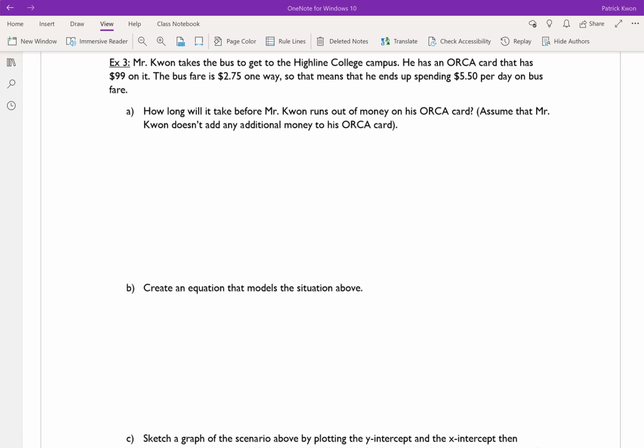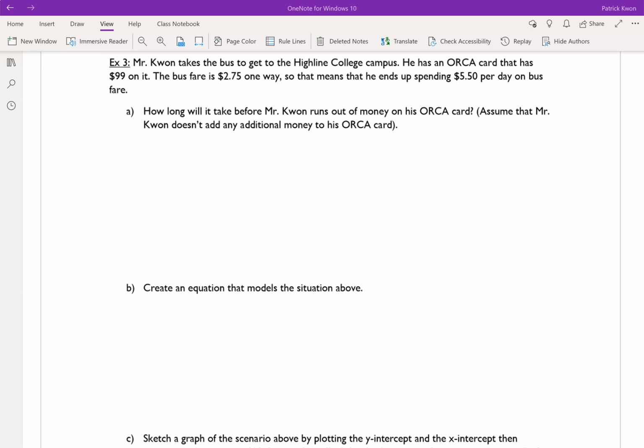All right, so let's talk about example 3. It says Mr. Quan takes the bus to get to Highline College. He has an Orca card that has $99 on it. The bus fare is $2.75 one way, so that means that he ends up spending $5.50 per day on bus fare. If you don't know what an Orca card is, it's basically a blue card that you can refill with money so that you can take public transportation in King County and I believe Pierce County. It works there as well.